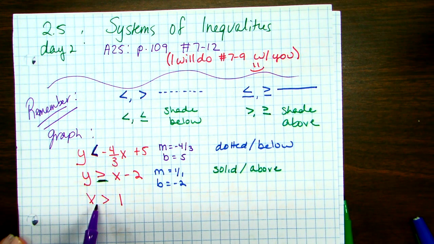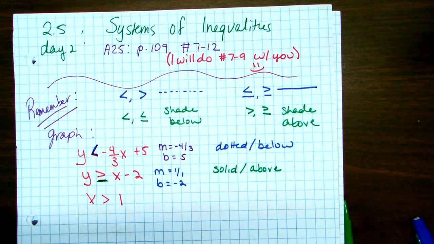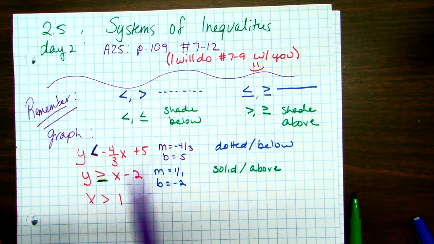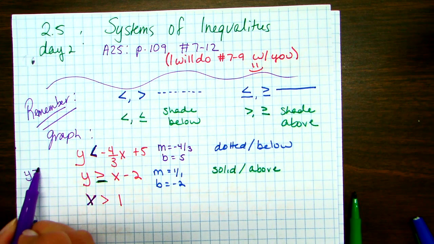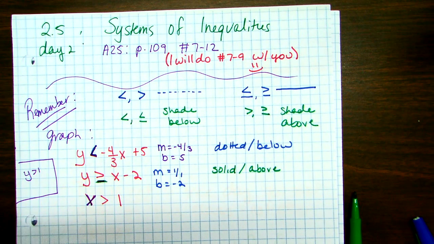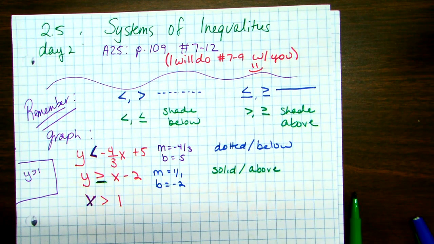Okay? And lastly, what the heck is this? There's only 1 letter. Let me help you understand a trick. This is whenever you have just 1 letter. So it could be X is greater than 1. I'll just put Y is greater than 1 over here, not part of the problem, just to talk about it. When there's 1 letter, it's either going to be vertical or horizontal, okay?